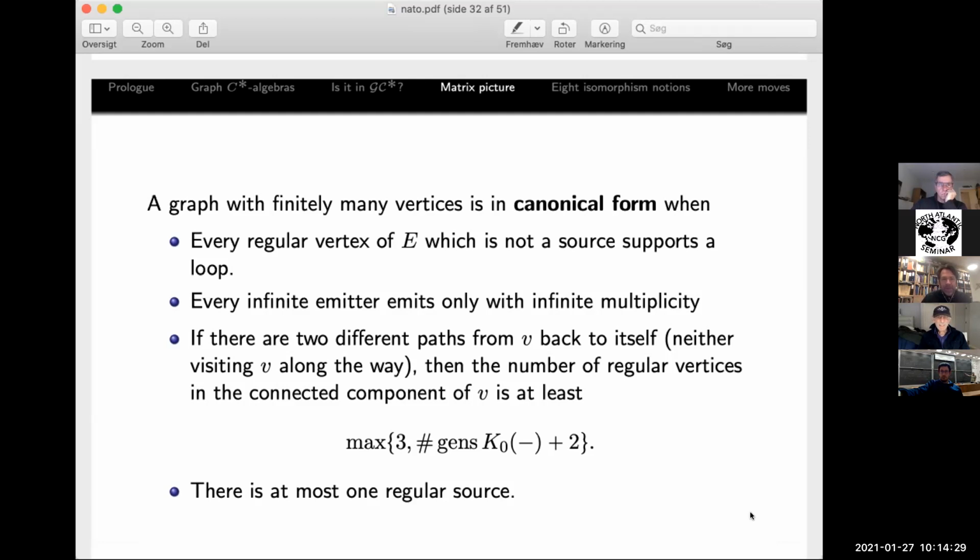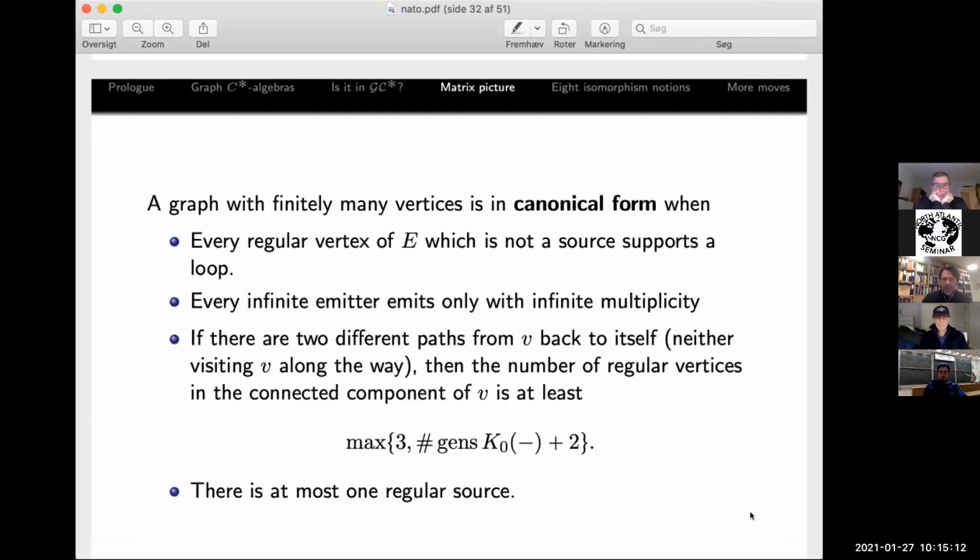I would like to say that if I have a regular vertex, which is not a source, then it supports a loop. So I don't like regular vertices that don't have a loop sitting on them. I also would like to say that if I have an infinite emitter, it emits only with infinite multiplicity. So I don't like an infinite emitter that emits infinitely to one vertex and finitely to another vertex. This is like a breaking vertex. This creates all kinds of problems for the breaking vertex theory, and somehow you can deal with this, but I'd rather not, right? So that's also what this has to do with.